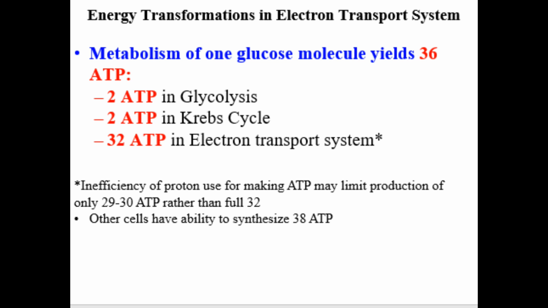So one molecule of glucose in most cells can be used to make 36 ATP: 2 in glycolysis, 2 in the Krebs cycle, and 32. That's a lot more than in glycolysis and the Krebs cycle. There's some cells that can only make 32. There's some cells that can make 38 ATP. It just depends on the organism. But the typical number is 32 ATP that can be made in the electron transport system.